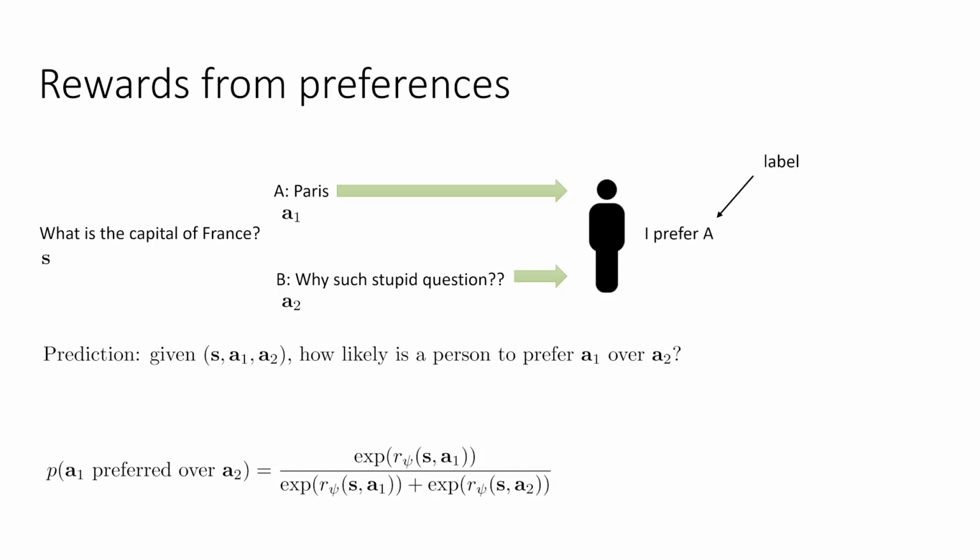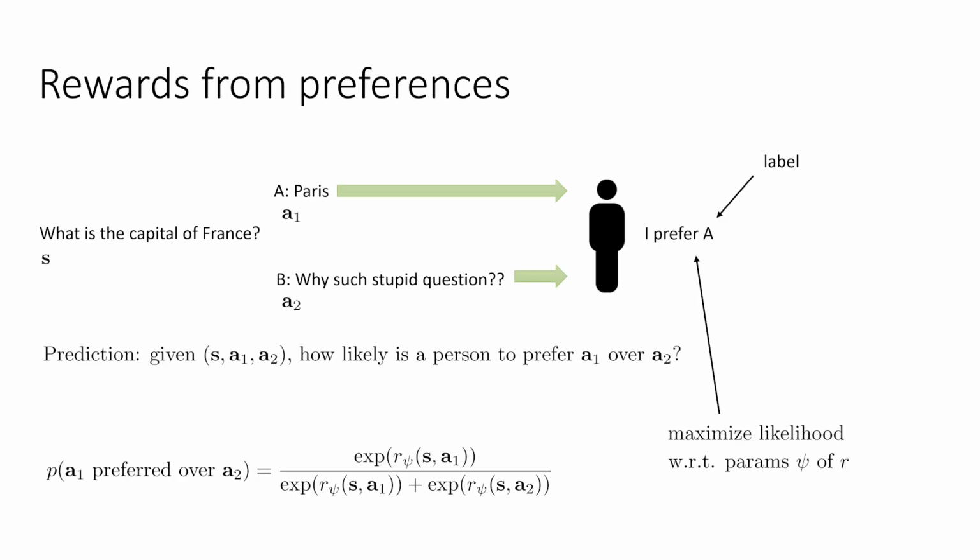Now the way that we can actually train this is we just maximize the likelihood of the preferences expressed by the human on these S, A1, A2 tuples, but where the predictor for that preference is parameterized by our psi using this ratio at the bottom of the slide. And then we just take the logarithm of that and we maximize the log likelihood with respect to psi. And that's a well-defined supervised learning problem. So that's a way that we can get numerical rewards out of pairwise preferences.